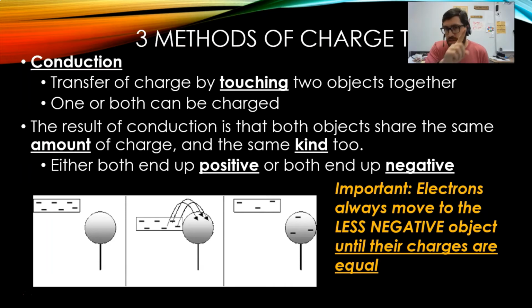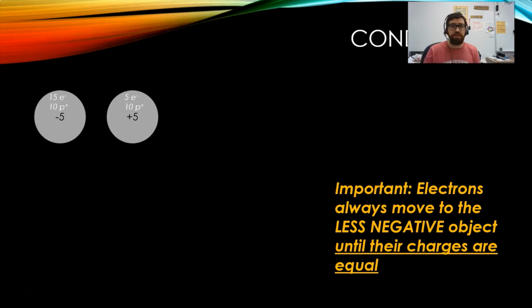Now, there's a reason I say less negative, and I'll show you that by looking at these examples here. So let's imagine that this object has a -5 charge.